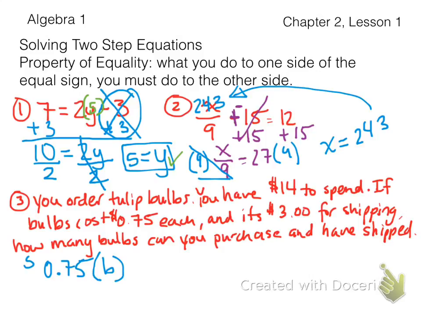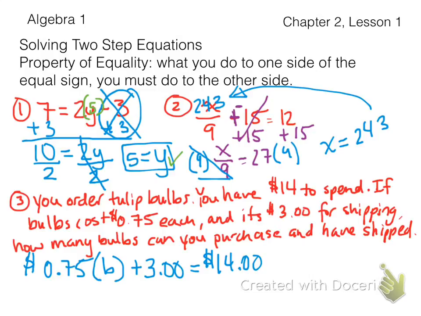So if I bought 3 bulbs, it would be 3 times 75. But I know that I need to include shipping. Shipping is a constant here. It's just a one-time fee. I don't have to multiply anything by it because I'm only going to have it shipped once. Unless I make a second order, but maybe I have more than $14, so it's a whole different situation. But I know that I can't spend more than $14. Maybe I can spend exactly $14.